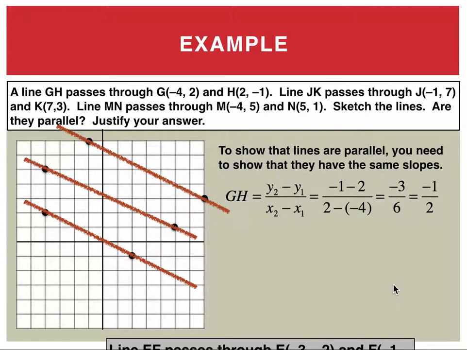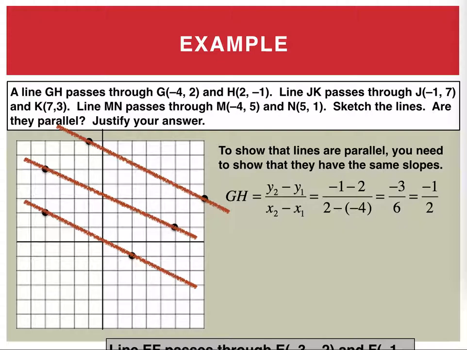Okay, in lowest terms. So I'll just put it all out here so you can see it. For GH, I put -1 minus 2 over 2 minus -4. Look, I have minus negative. -1 minus 2 is -3. 2 minus -4 is +6. So I end up with -1 over 2. Now I'm going to do the exact same thing with the other 2 points.